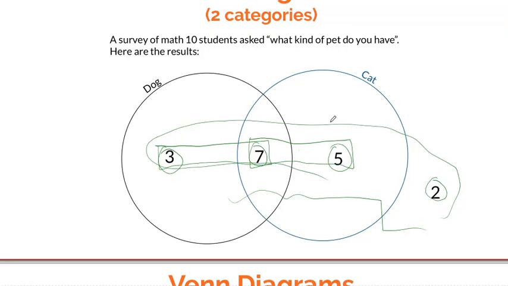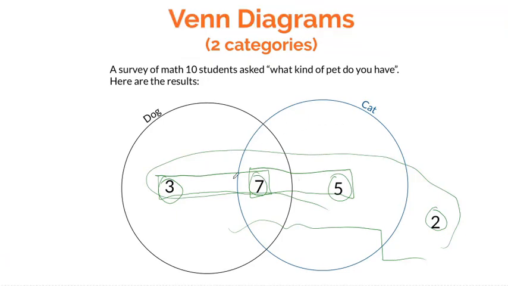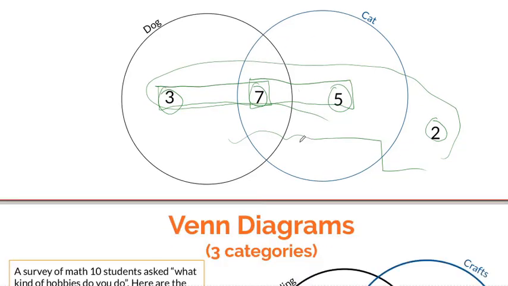So when we're given that information, that 10 students said they had a dog, then we need to complete the Venn diagram in order to answer questions like how many had a dog, how many had a cat, how many had both. So let's try another problem that's a little more interesting.